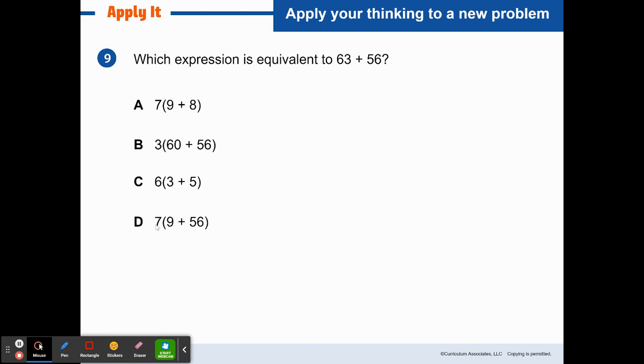So let's take a look at D first. They have 7 and then 9 plus 56. So with distributive property, what they're saying is 7 times 9 is 63. Well, that's true, right? But 7 times 56 is not going to be 56. So this expression is not going to be equivalent. It's not going to match.